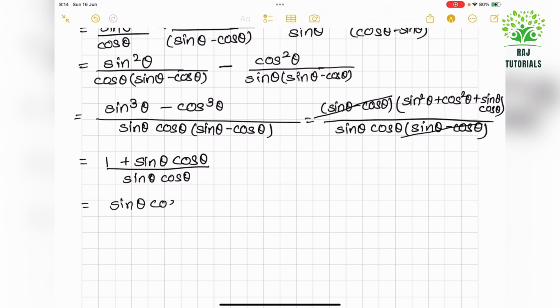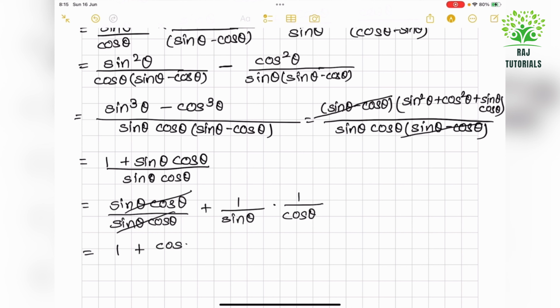So this I can write as sin theta cos theta upon sin theta cos theta plus 1 upon sin theta into 1 upon cos theta. So this whole got cancelled, so it is 1 plus 1 upon sin is cosec.